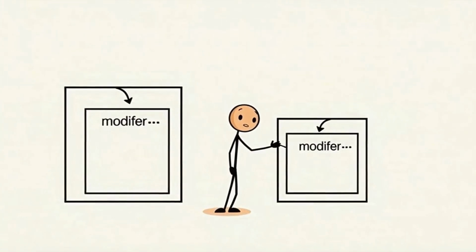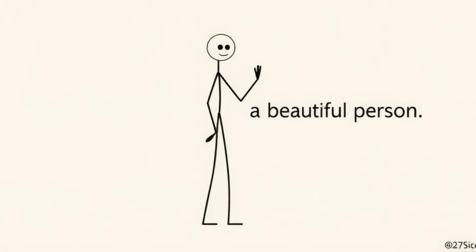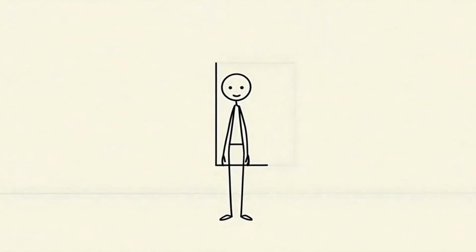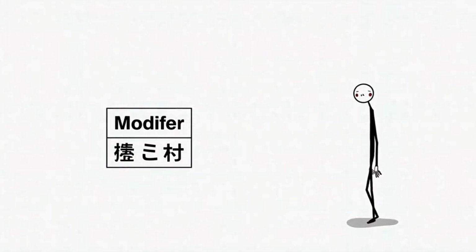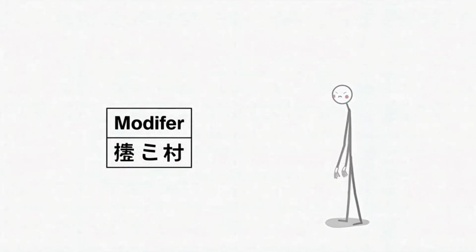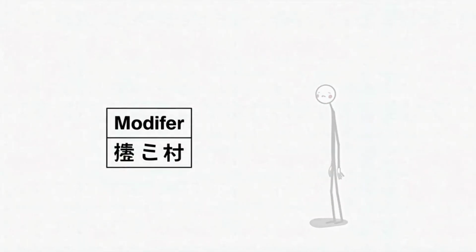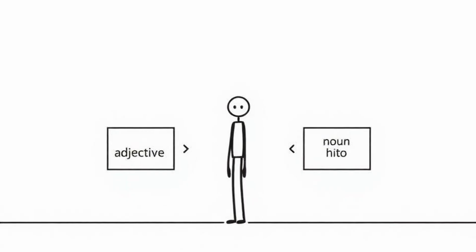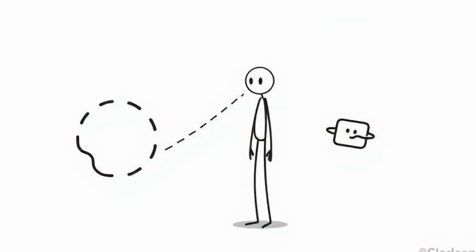Consider how we describe things. In English, you say, a beautiful person. The main noun person comes first, followed by the description. But in Japanese, the modifier always comes first. You set the descriptive context before revealing the item itself: kirei na hito. The adjective kirei na modifies the noun hito, and it must precede it. The zoom goes from the description to the thing being described.